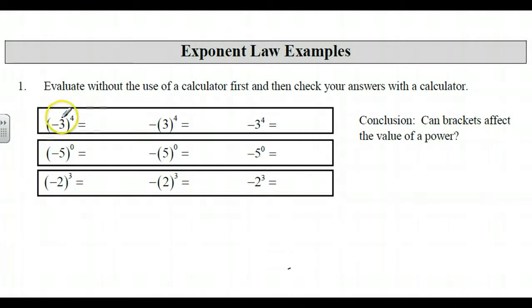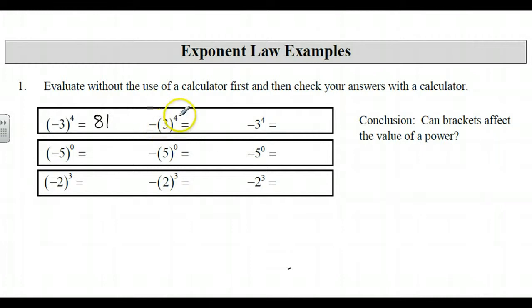So negative 3, now notice the base is in parentheses, so this means negative 3 times negative 3 times negative 3 times negative 3, right? In other words, 4 times. It's negative 3 times negative 3 times negative 3 times negative 3. So that, negative 3 times negative 3 is 9, times negative 3 is negative 27, times negative 3 is positive 81. This is the negative of 3 to the 4th.